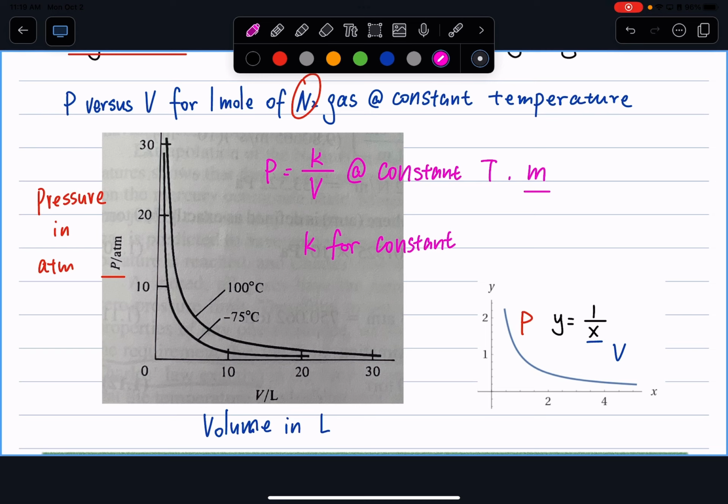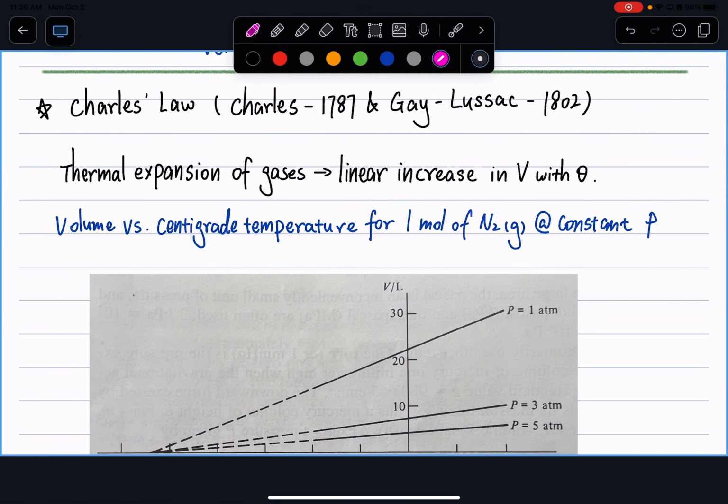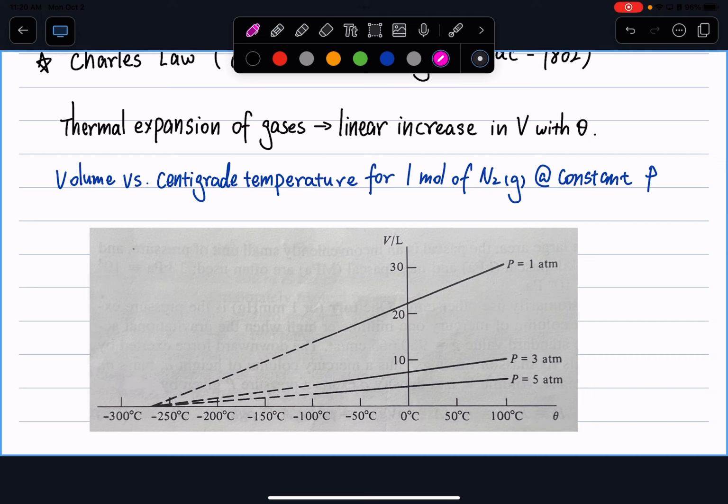The relationship we're trying to make here is that the pressure times volume of some gas at constant temperature and constant mass gives you a constant. So that's part one. Part two is Charles's law. It was developed in the 17th, 18th century. The idea here is to look at the thermal expansion of gases.